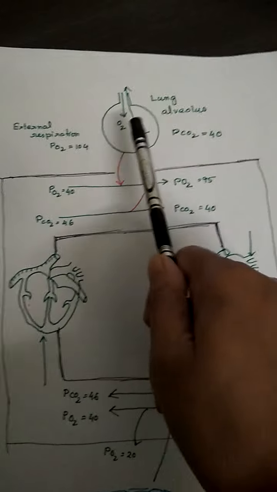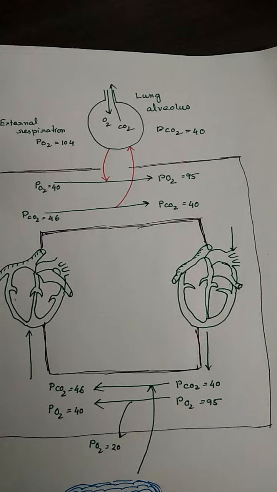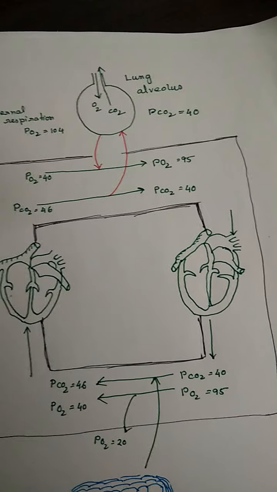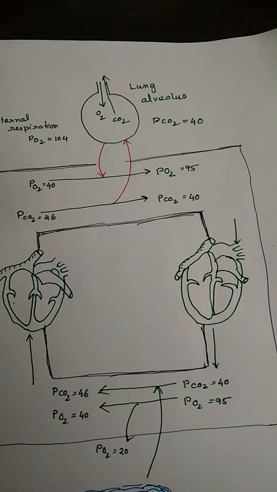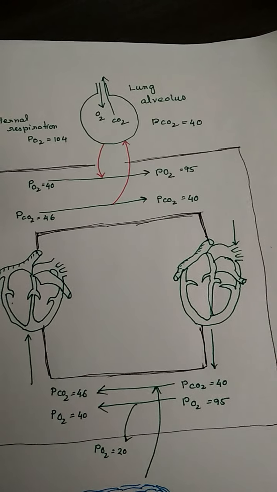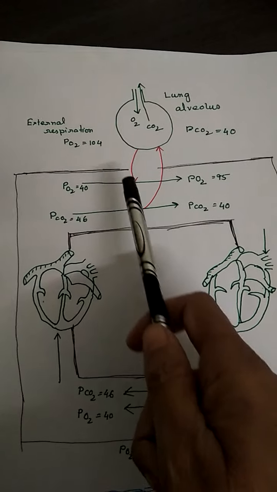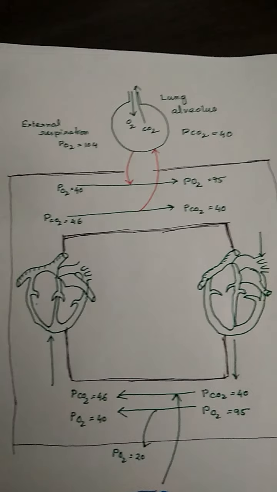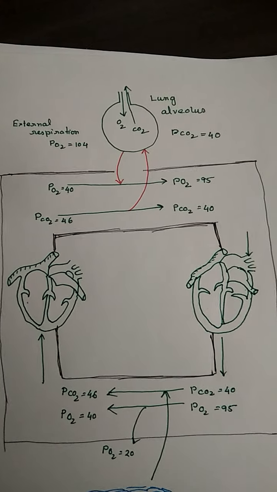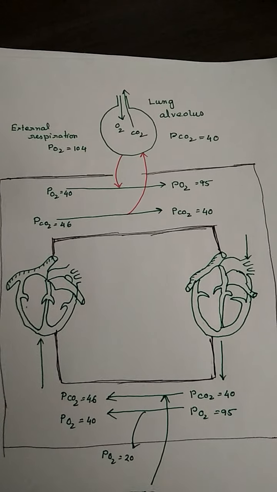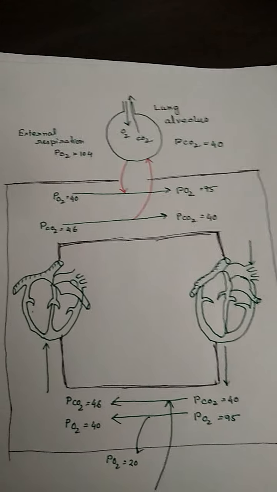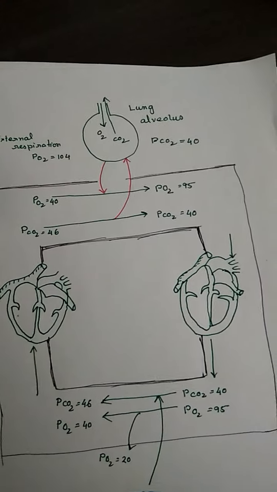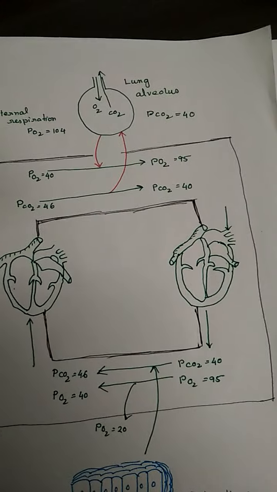When gaseous exchange takes place, the factors that determine its rate through the respiratory membrane are the thickness of the respiratory membrane, the surface area of the membrane, the diffusion capacity of the gas, and the pressure difference across the membrane. Due to this pressure gradient, the exchange of oxygen and carbon dioxide takes place.